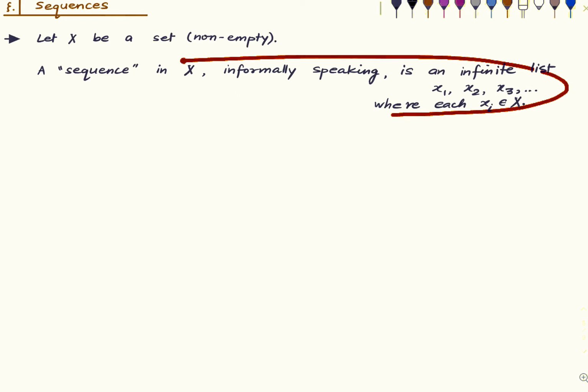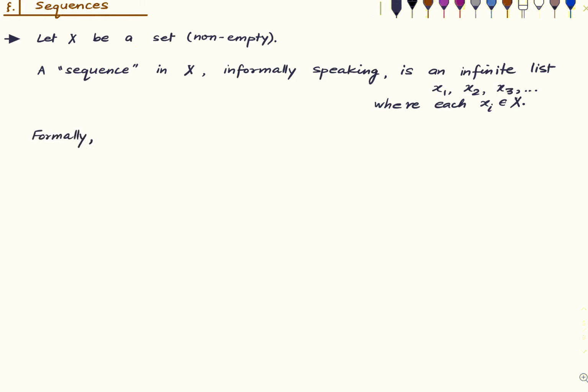So we need to formalize this, and this formalism actually helps. So formally speaking, a sequence in X is a function from the naturals, let me not give it a name, from the naturals to X. That is the proper definition of a sequence. What does it do? It picks a natural and outputs an element in the set X.